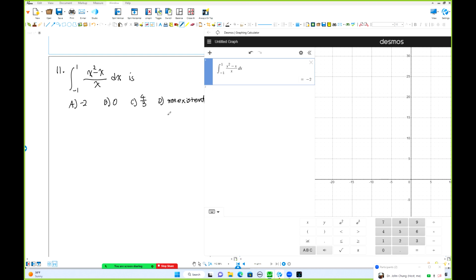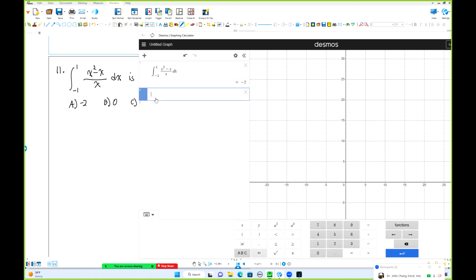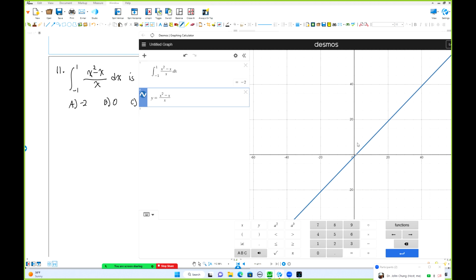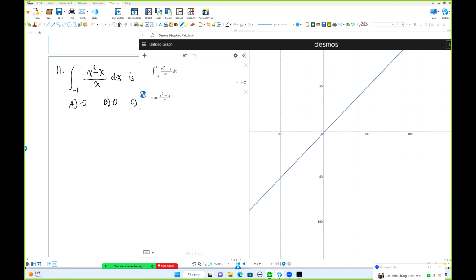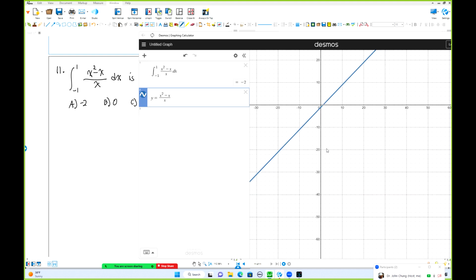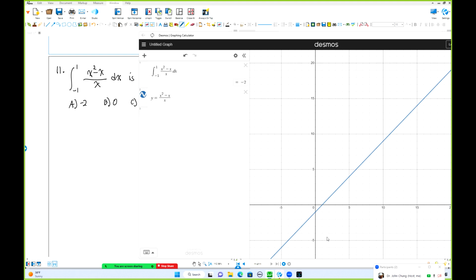But there are a little interesting questions over here, okay? So I'm going to show the graph over here. This is the graph. This is actually, when you cancel out, x squared over x is x, minus 1. But we take the integral from negative 1 over here, up to positive 1 over here, okay?